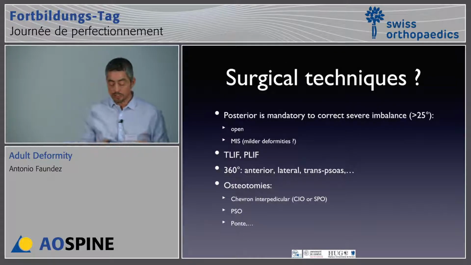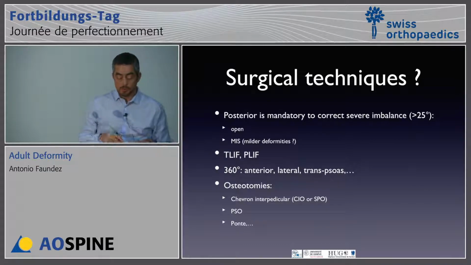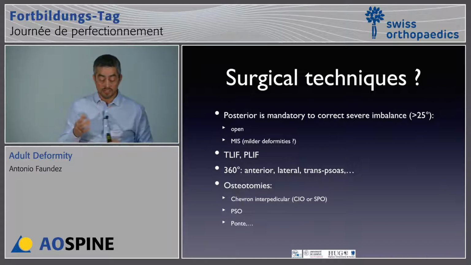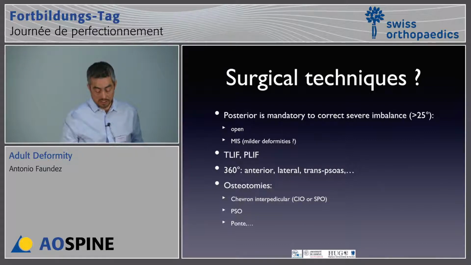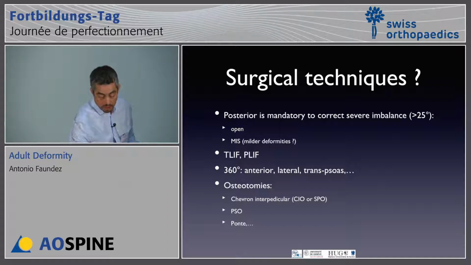What are the surgical techniques that you can use to do that? There are plenty of them. I'm not here to describe and give the pros and the cons for one or the other. But one thing is sure, is that posterior approach is mandatory if you have to correct severe imbalance more than 25 degrees, because it's not enough to just put the cage in the front. You need to make some compression in the back.